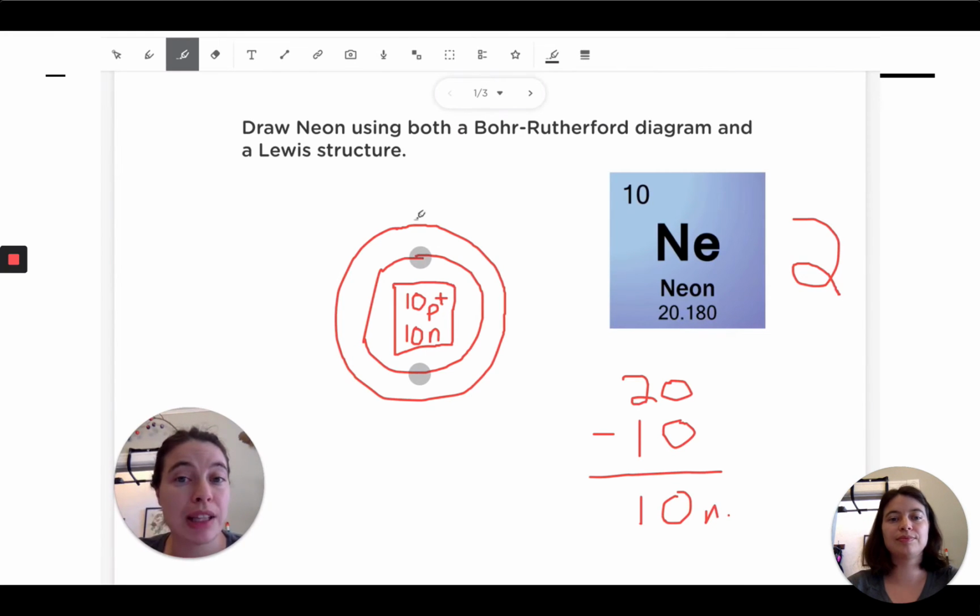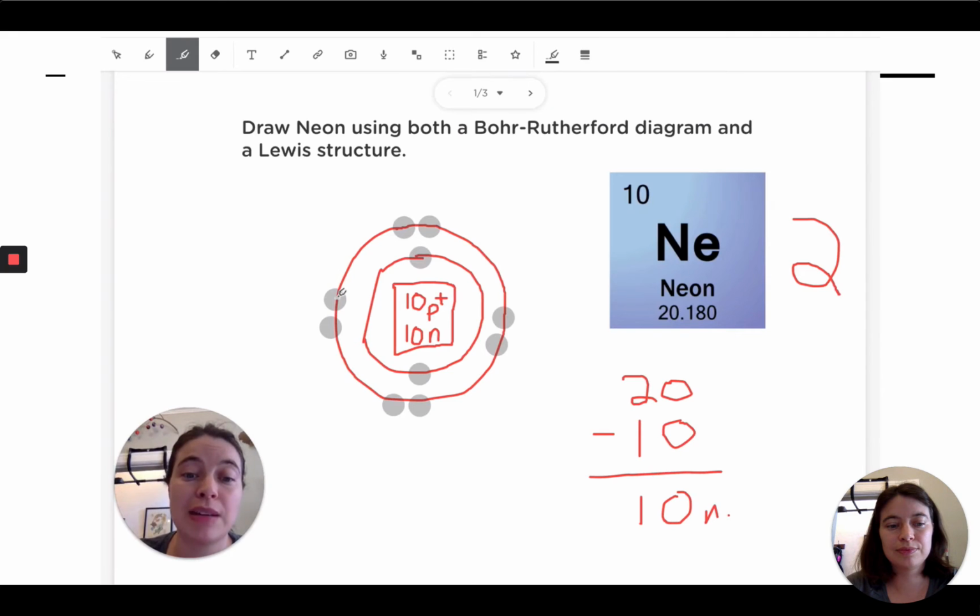I am, however, a little bit picky about how you place them. When you place your electrons in the second or third shell, I always want you to start by putting 1 in each quadrant, so 1, 2, 3, 4, and then making pairs, 5, 6, 7, 8. Getting into that habit is really going to help us when we start talking about covalent bonds. So here you can see that for neon, I have 10 electrons, 10 protons, and 10 neutrons, and this is what the Bohr-Rutherford or planetary model would look like.